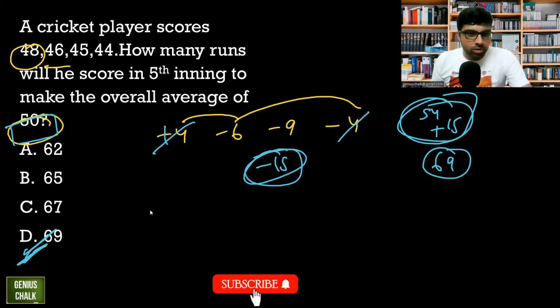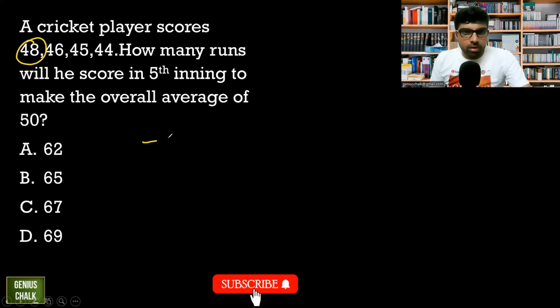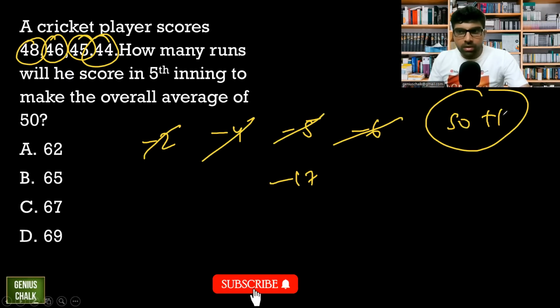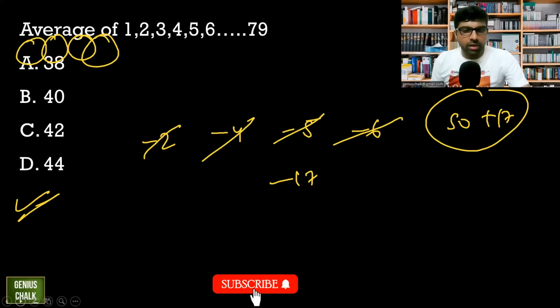Next one, 5th inning. How much to be scored? Again, the same type. 50 is the overall. So compare. It is -2. It is -4. It is -5. It's -6. Right? So overall 4, 4, 6, 6, 6, 12, 5, 17. So the 5th number must have 50 plus this extra 17. So that is 67. This is my answer.